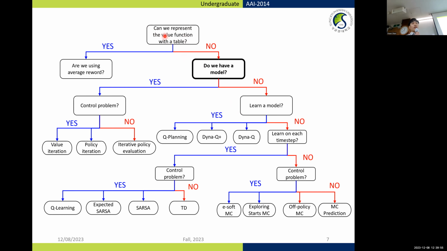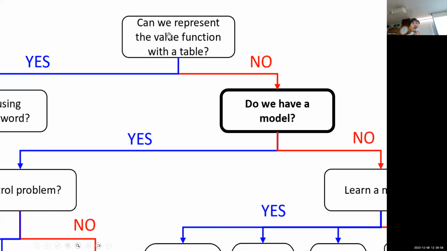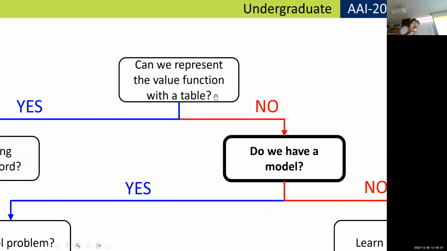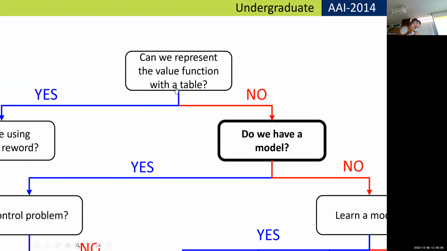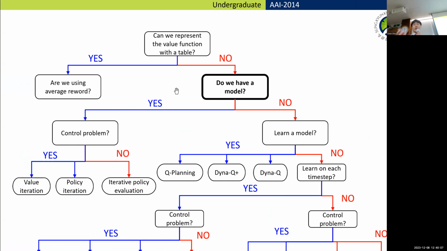Okay. So the first question, at the top, the root, is: can we represent the value function with a table? So whether this is a tabular task, where we can design the state value function or action value function by the Bellman equations. If it is yes, then we need to check whether it is a continuous problem or just an episodic problem. If it's no, then we just need to check again: do we have a model? So we will look at the other side, yes.